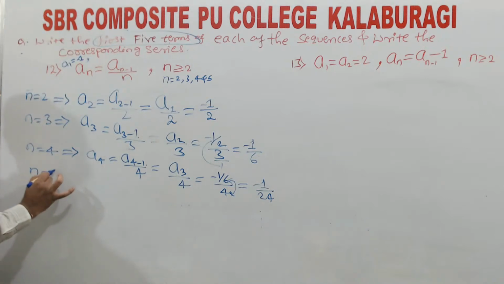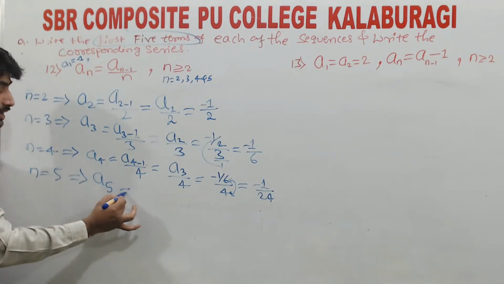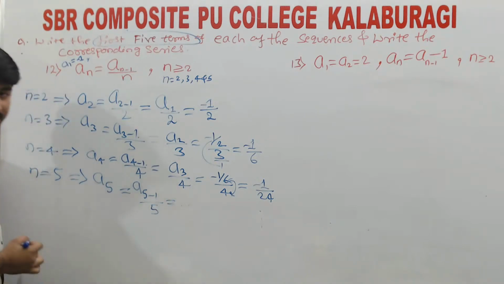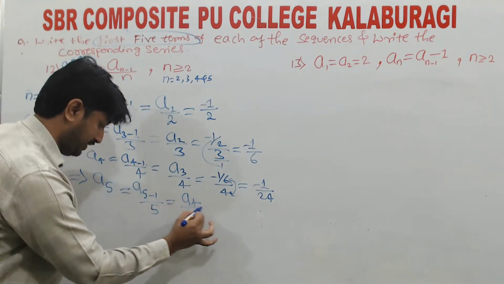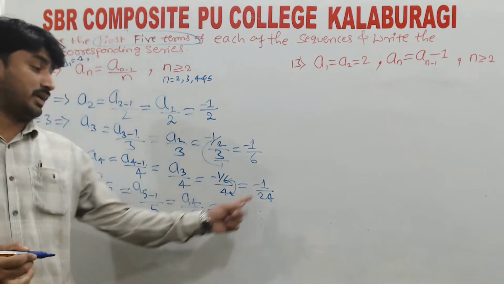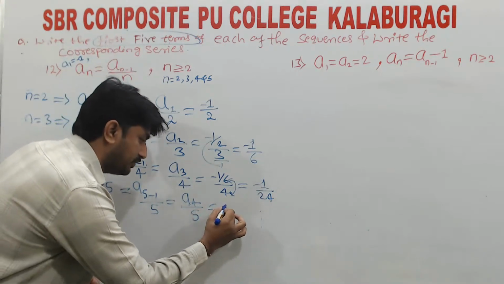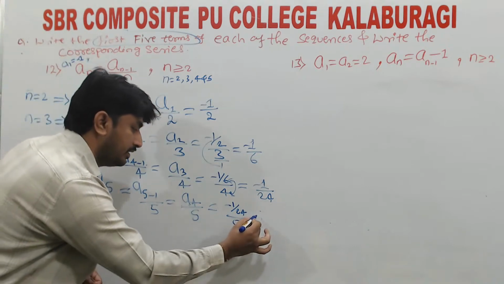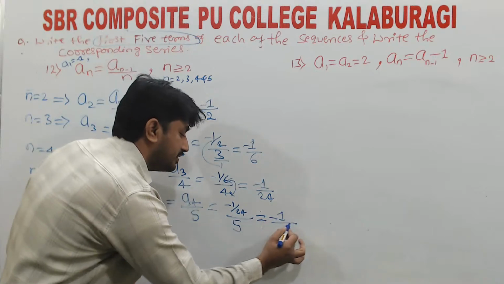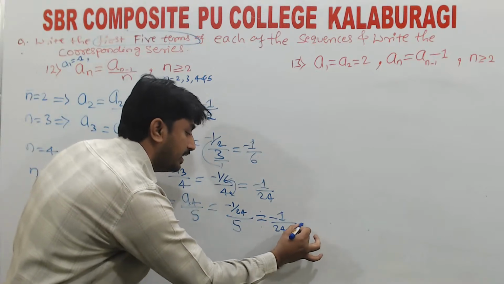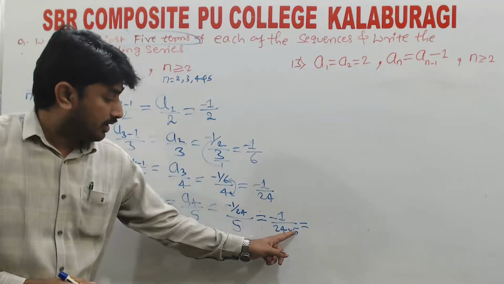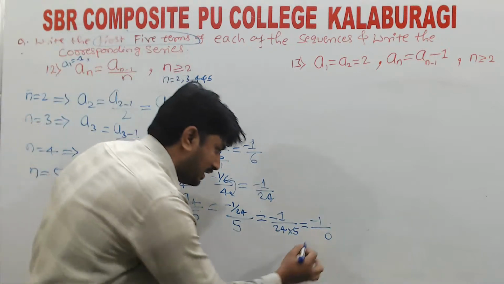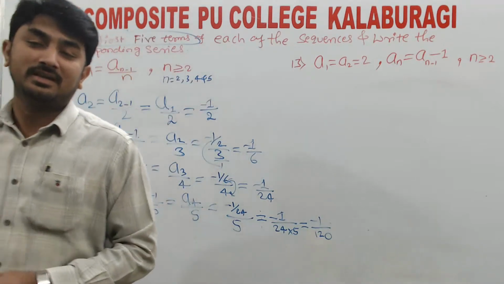And the last one, take n equal to 5, which implies the fifth term a5 = a_{5-1}/5. Again I am taking 5 in place of n. Here a_{5-1} means the fourth term divided by 5. The fourth term value is -1/24. So -1/24 divided by 5, 24 into 5, I will write one step extra, is 120. It means -1/120 is the fifth term value.